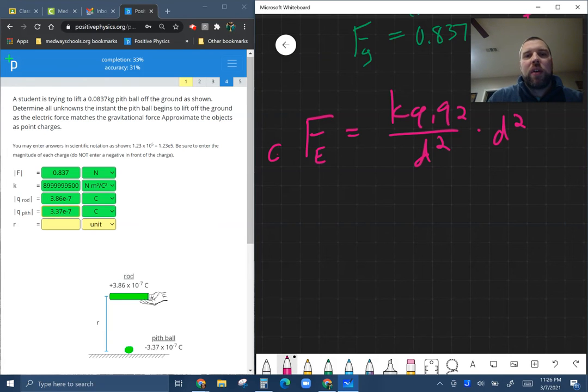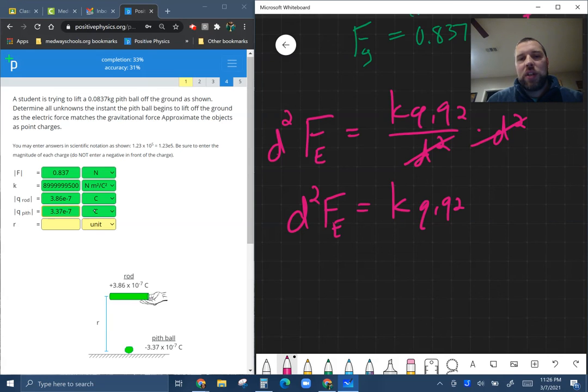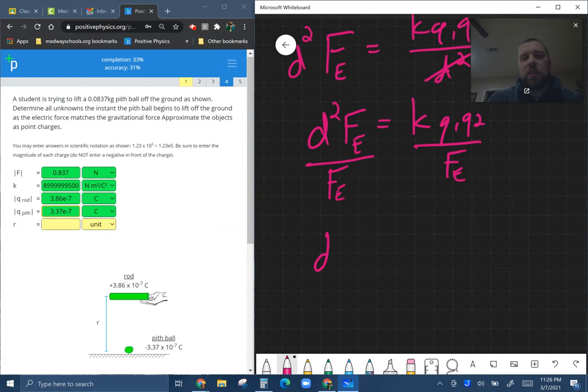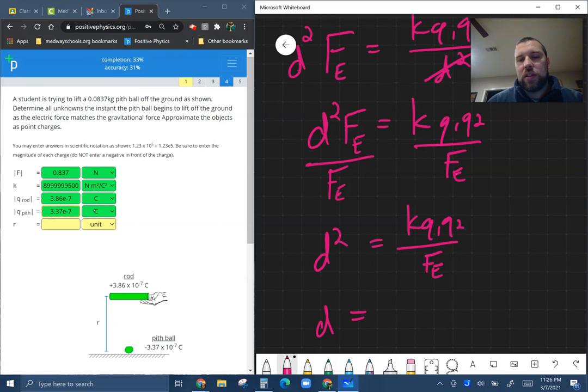That's just my jam. Multiply D squared by both sides, so it cancels out here. I get D squared times the force equals K, Q1, Q2. I want D by itself because I want a D equals. So I'm going to divide by the electric force, and I get D squared equals K, Q1, Q2 over the force. Last but not least, I take the square root of the whole thing to get the distance, and I would take the positive square root when I actually finally calculate that. And there we go. Now I can plug in some values.